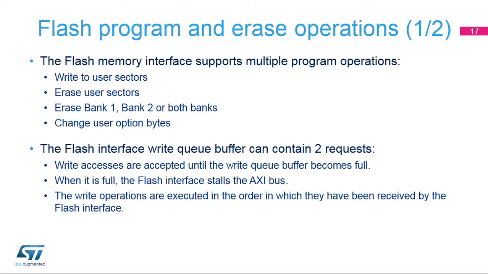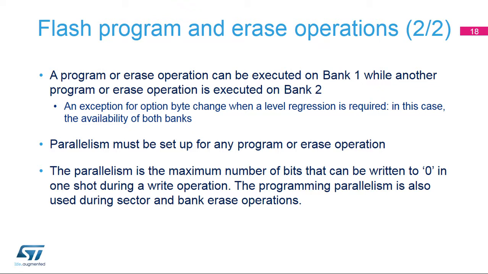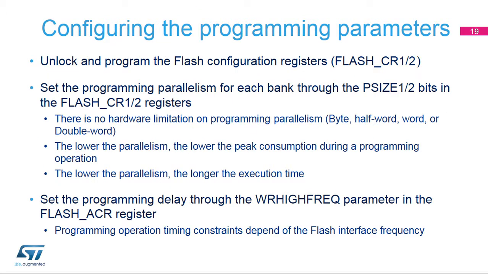Write to user sectors, erase user sectors, erase bank 1, bank 2, or both banks, and change user option bytes. The write accesses issued through the AXI interface can be considered as bufferable and not cacheable, except that it is not possible to read back the write buffer inside the flash interface. The embedded flash memory can be programmed using in-circuit programming or in-application programming. A program or erase operation can be executed on bank 1, while another program or erase operation is executed on bank 2. Note that the programming parallelism is a parameter that must be configured prior to performing a program or erase operation. The user application must configure the programming parameters prior to performing a program or erase operation.